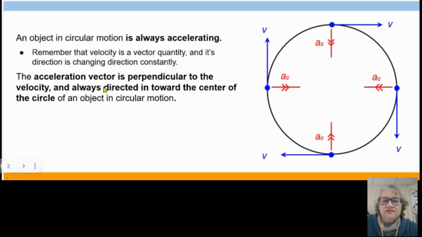So the acceleration vector is perpendicular to the velocity and always directed toward the center of the circle. Thus the word centripetal.